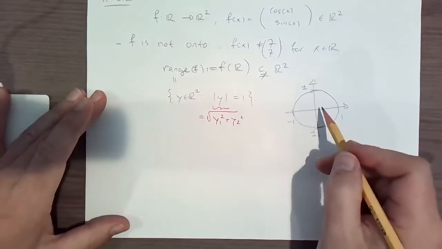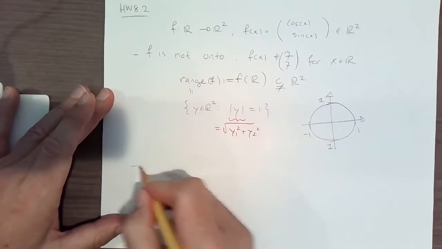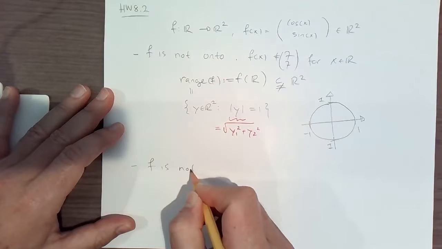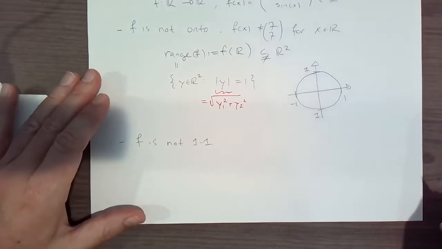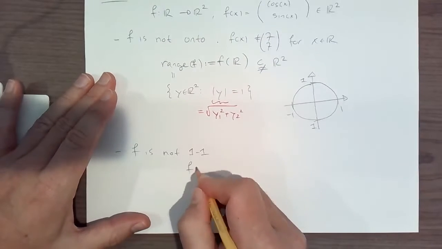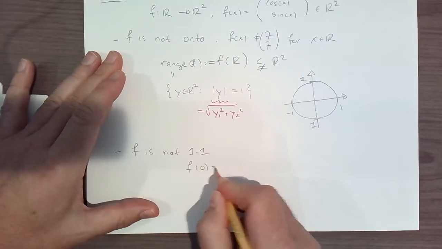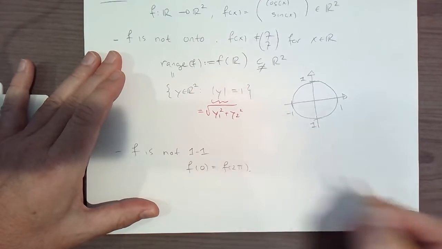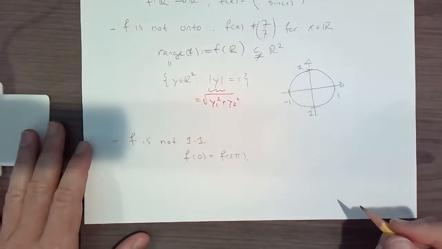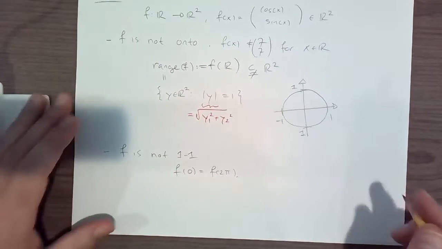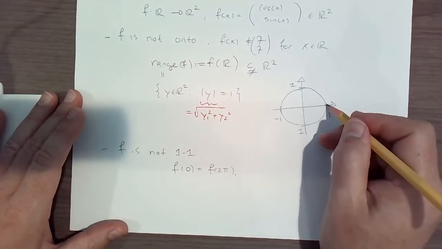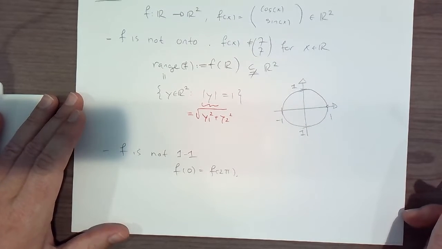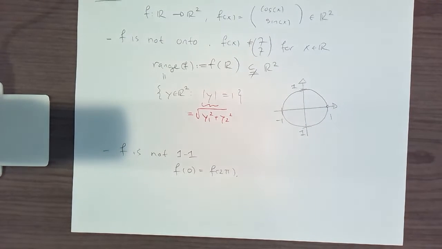That's the range, so it's not onto, and it's not 1-to-1. You can take f at 0 is equal to f at 2 pi. That's this point here, which is going to be the big troublemaker. Are we good so far?